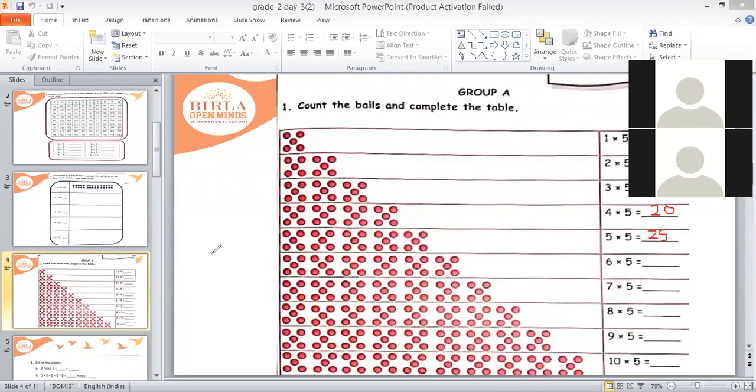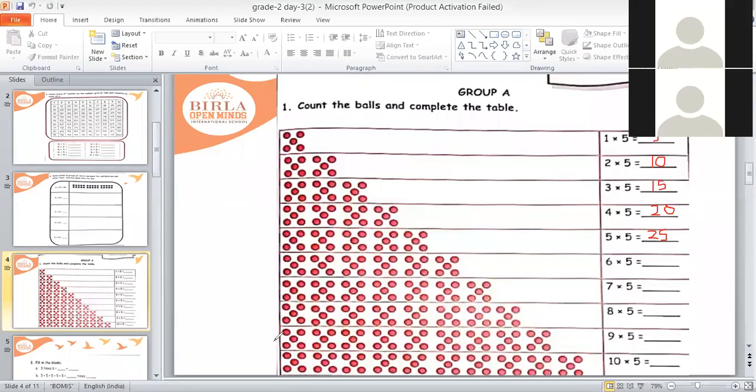Hanvika. Ma'am. Next, sixth one. How many balls are there? Count quickly, and you all should complete this by yourself. You just need to count the balls. Sixth one, Hanvika. 30. Very good. Yes, like this, you all should give answers. Very good, Hanvika. 30. You all should be very quick. Yes, that's the correct answer.